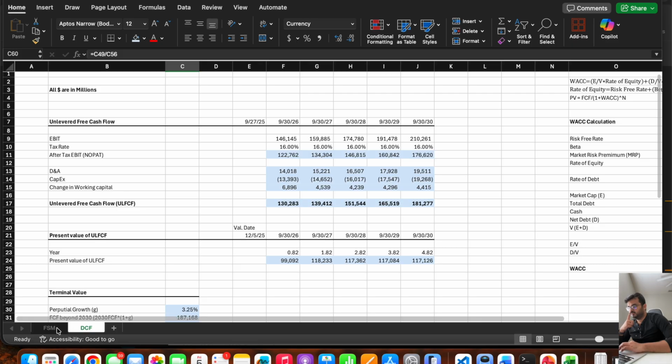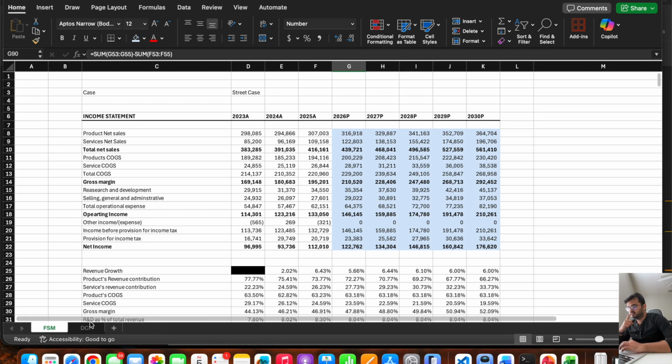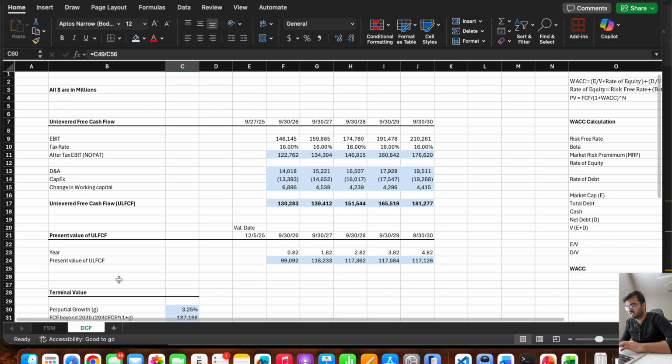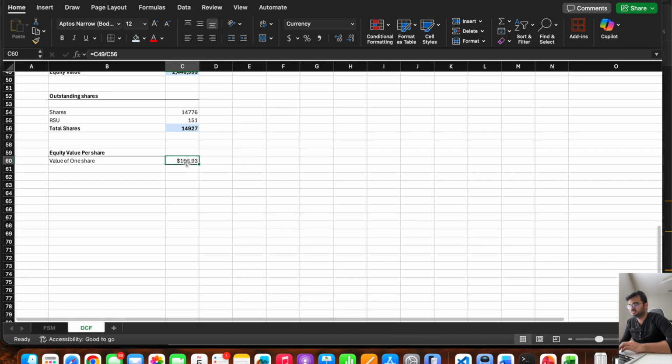Now, one more thing, if you watched the entire previous video on how to get the financial statement model, I had this option to switch from street case to bull case or bear case. If you closely note, right now for the street case, our expectation of net income in 2026 is 122 billion. If I switch from street to bull, it changes to 137. Since I am tying this number directly into calculating the free cash flow, typically our equity value should also change if we switch it.